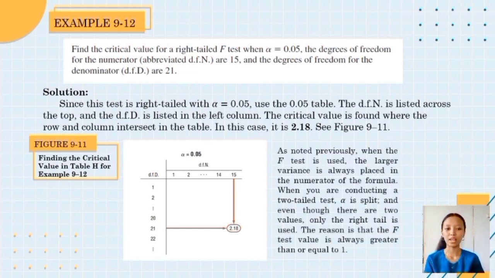See Figure 9-11. As noted previously, when the F-test is used, the larger variance is always placed in the numerator of the formula. When you are conducting a two-tailed test, the significance level is split, and even though there are two values, only the right tail is used. The reason is that the F-test value is always greater than or equal to 1.